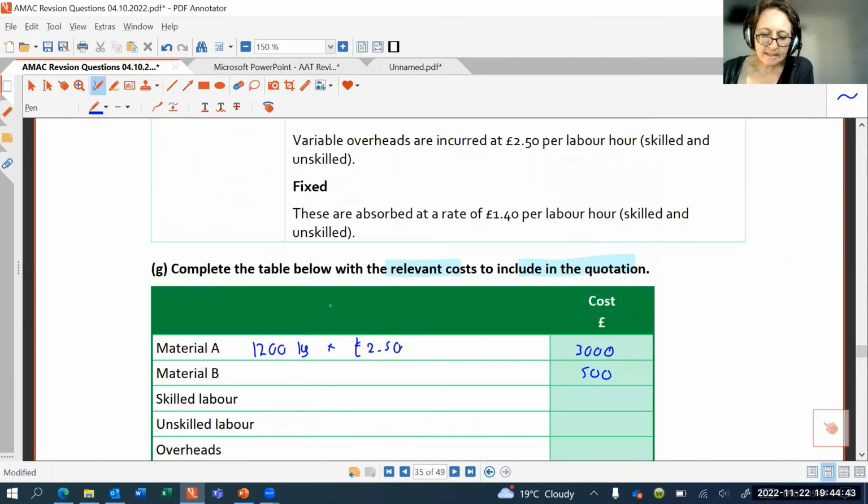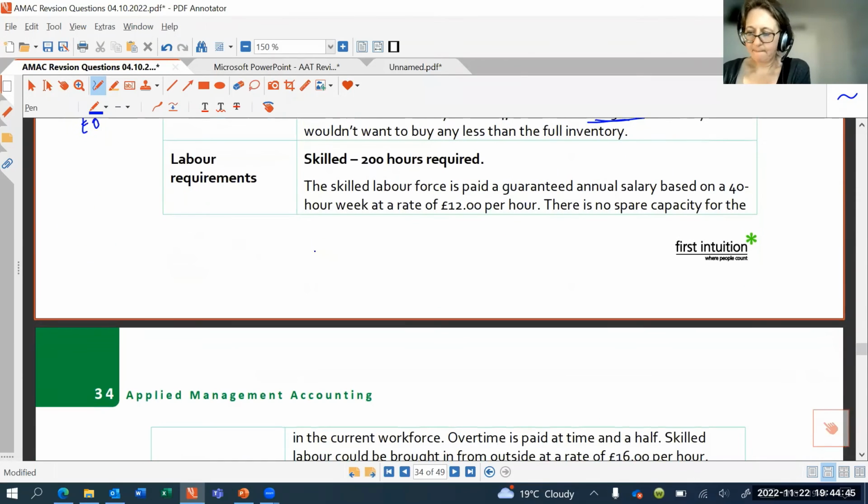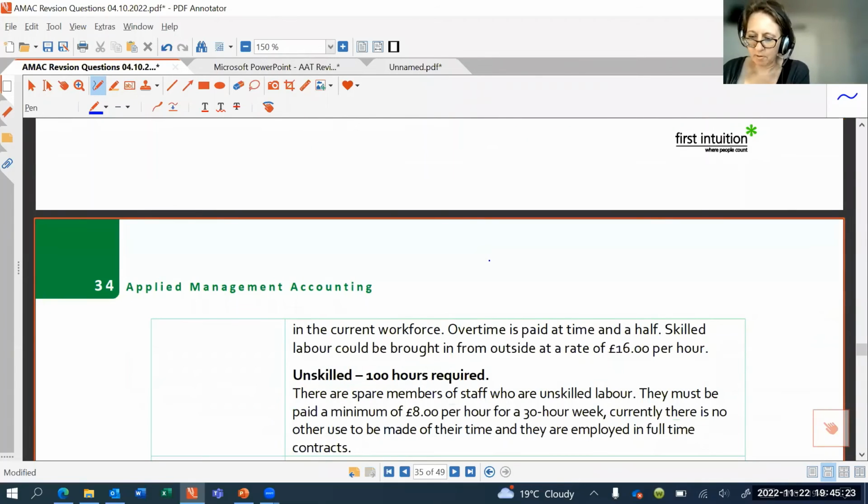Right. Skilled labour comes next. The skilled labour force is paid a guaranteed annual salary based on a 40-hour week at a rate of £12 per hour. That then is not incremental. Nothing about that is changing. So they're paid a guaranteed salary, 40-hour week, £12 per hour. Doesn't matter whether they're working or they're not working, they get paid that anyway. There is no spare capacity in the current workforce.